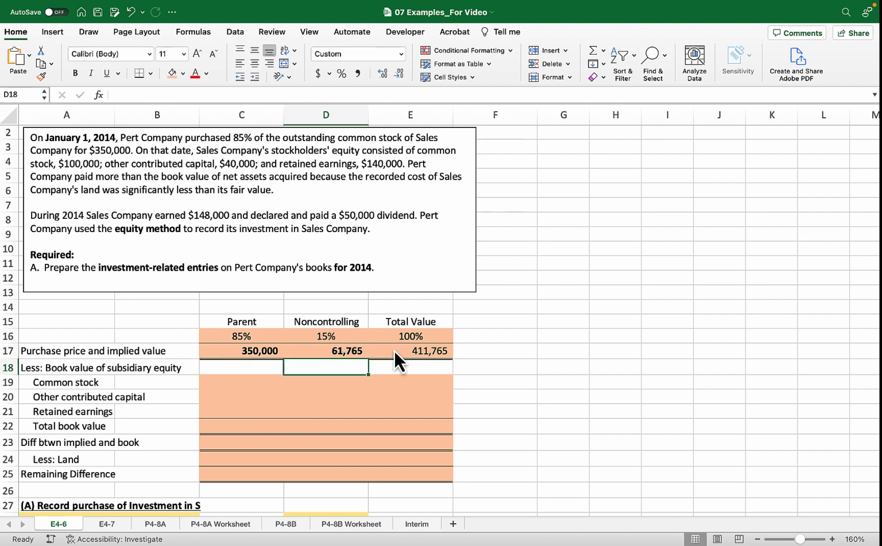And that gives us the value of the non-controlling shares at $61,765. We're then going to take this price implied by our purchase price, or the implied value, and compare that to the book value of the entity as a whole.